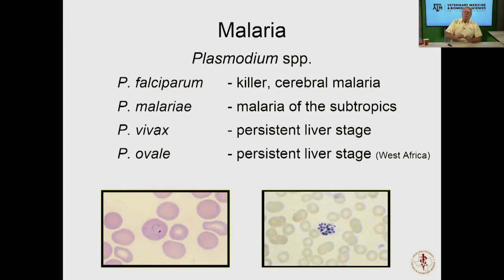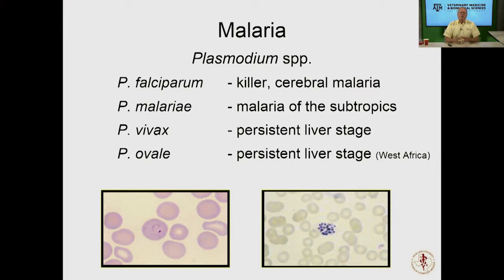Here are the 4 species. So Plasmodium is the genus. That's the Latin name of the malaria organism. And then there's different species. And so there's a Plasmodium falciparum. And Plasmodium falciparum is the killer of man. It is the malaria that will kill man. And in Ghana, Plasmodium falciparum is the predominant. It's the #1 malaria organism that's present.